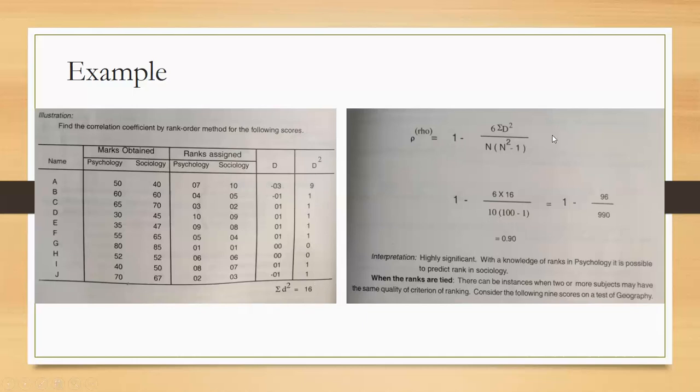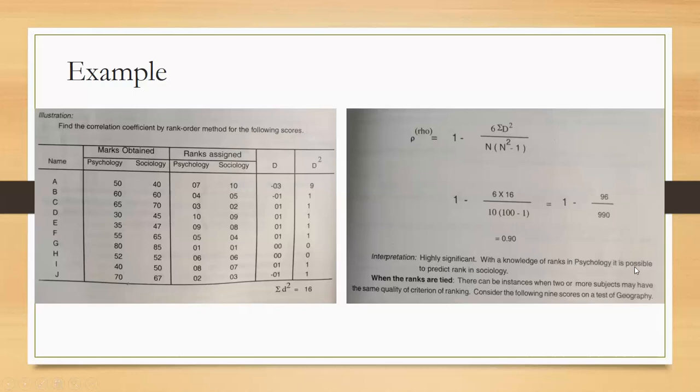Now rho is equal to, I will substitute all the data I have obtained. 1 minus 6 into 16 divided by n, which over here is 10, correct? So 10 into 10 square minus 1. As you can see, it is substituted here. I'm going to get the final correlation, the rho value, as 0.9. 0.9 is very high, correct? Very high or very strong correlation. So interpretation says highly correlated or highly significant.